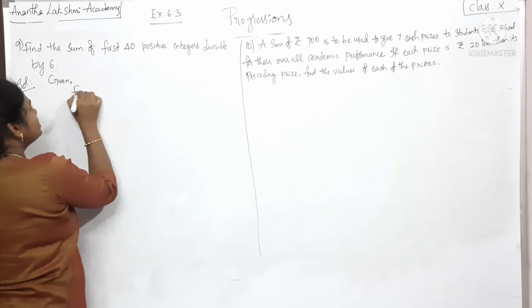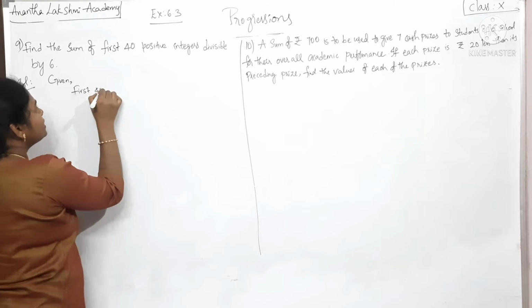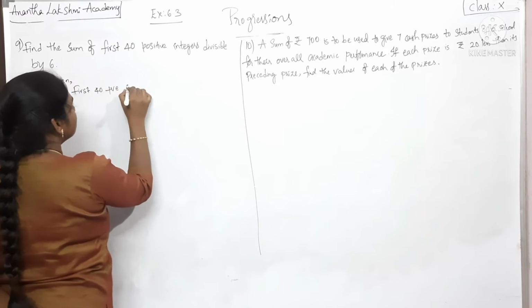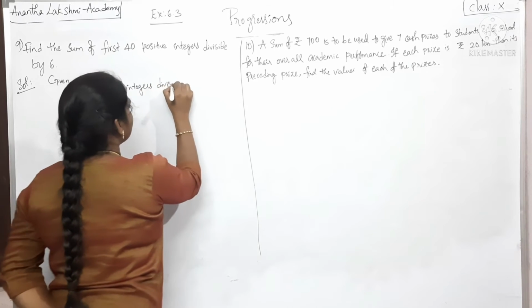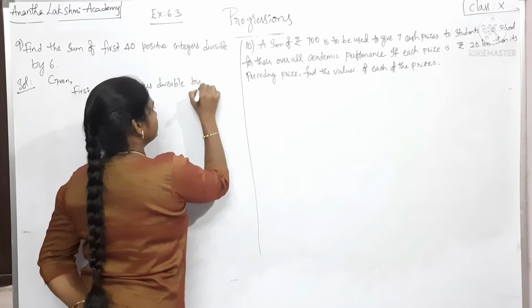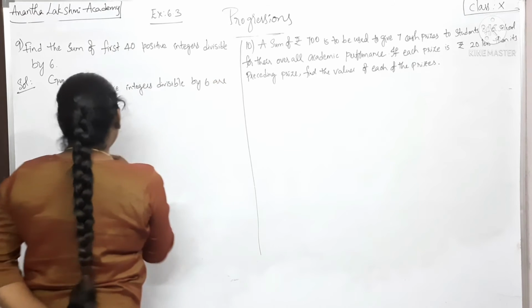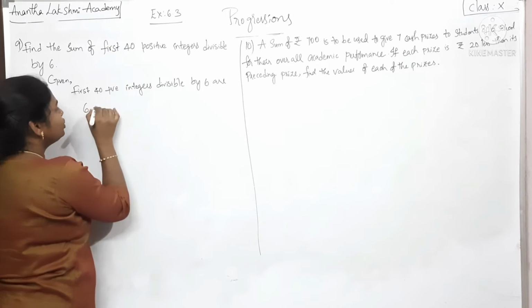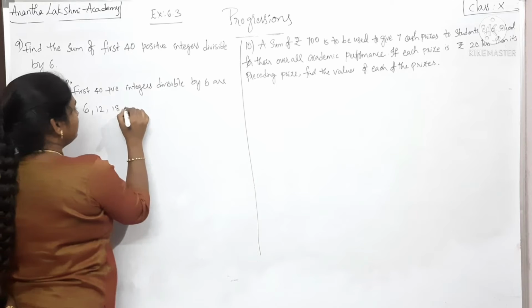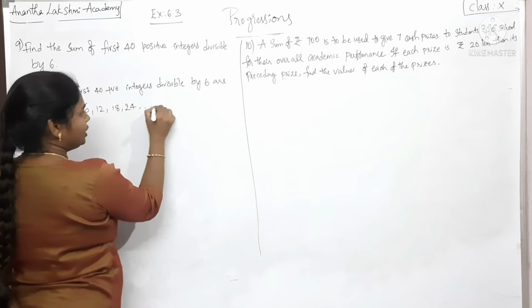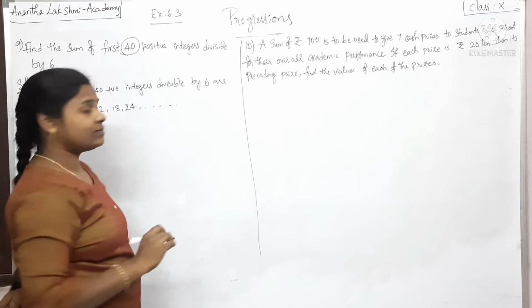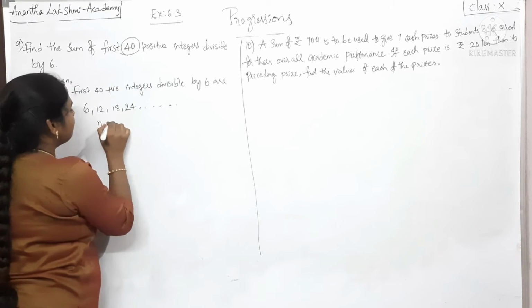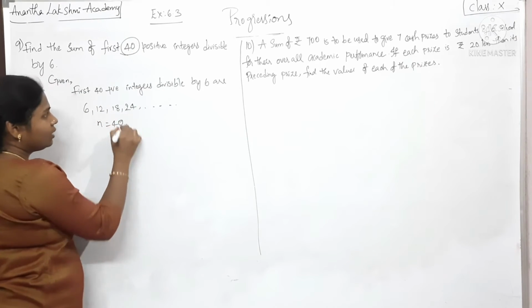Okay, the first 40 positive integers divisible by 6 are, let me write it like the 6 table: 6, 12, 18, 24 and so on, it goes on. But they are asking us for the first 40 positive integers, right? So n is equal to 40.